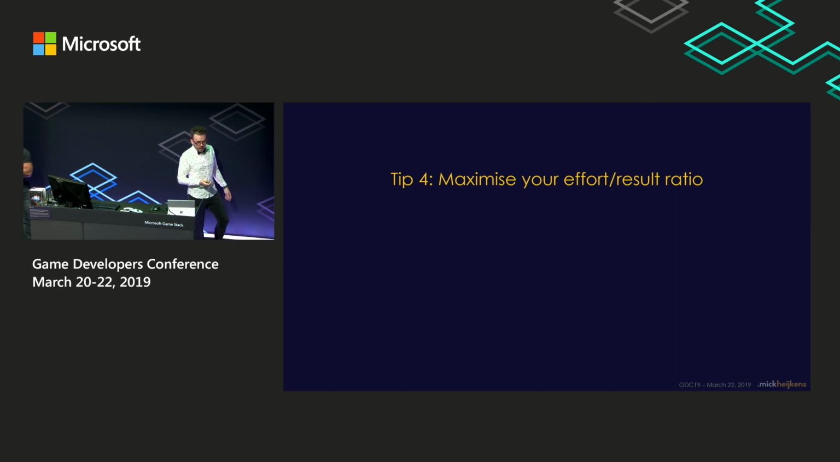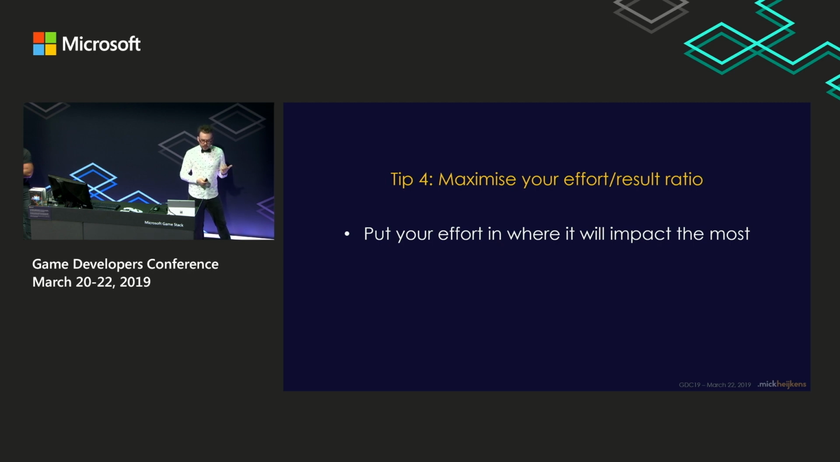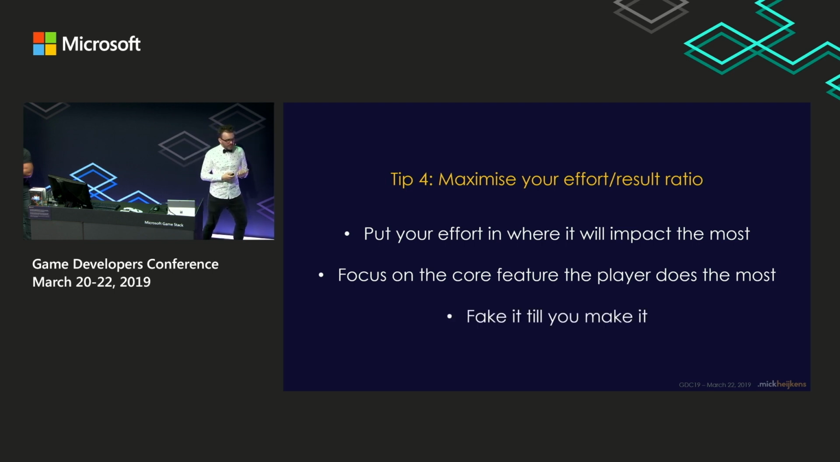The fourth tip I have is maximize your effort-result ratio. What I mean with that is put your effort where it will impact the game the most, and focus on the core feature the player uses the most. And fake it till you make it. Because sometimes, even in a prototype, it doesn't matter how it actually works. If it works and the player gets that experience, that's all that matters. So strive for good enough in this case.